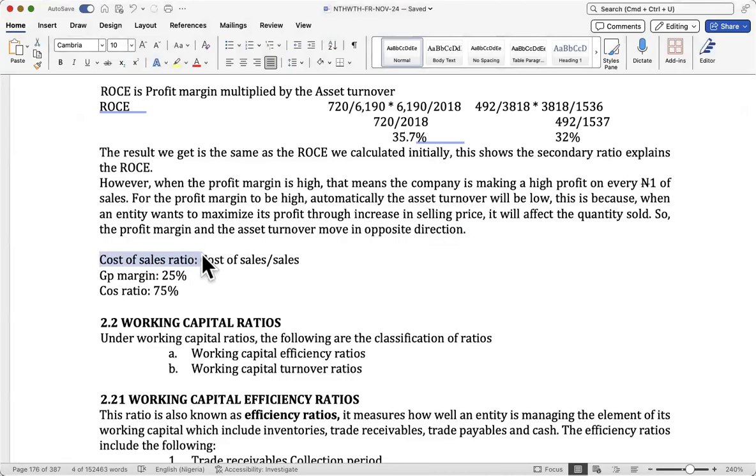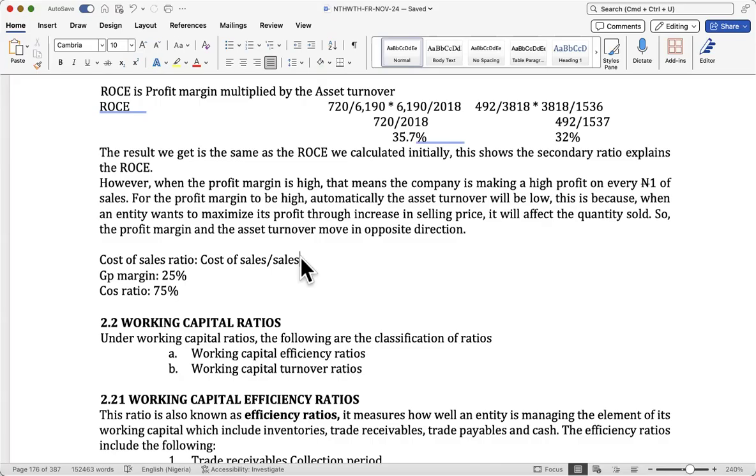Okay, it's actually your cost of sales over sales. It's similar to your gross profit ratio. So since gross profit ratio or gross profit margin is gross profit over sales, then it's logical to say your cost of sales ratio is cost of sales over sales. That's except if the examiner is now specific on the particular ratio they want you to compare with.